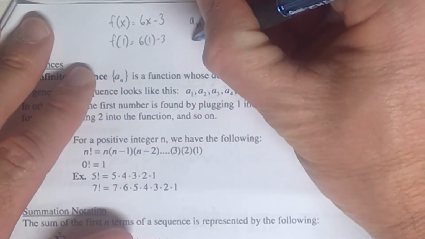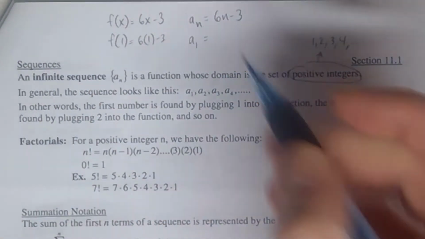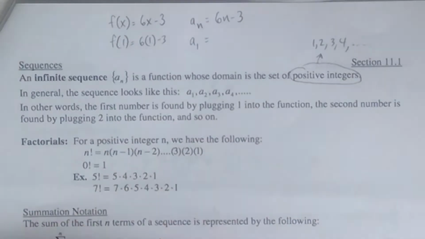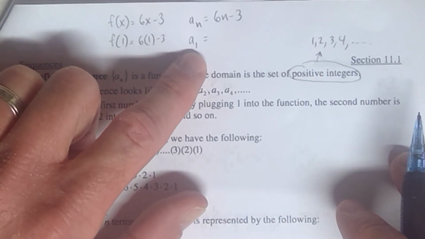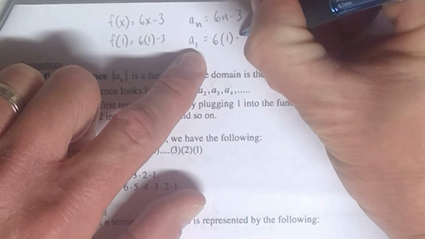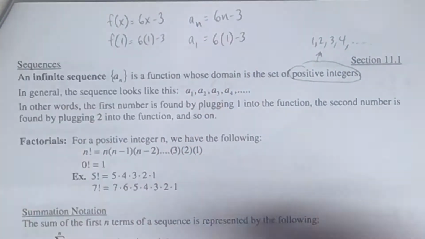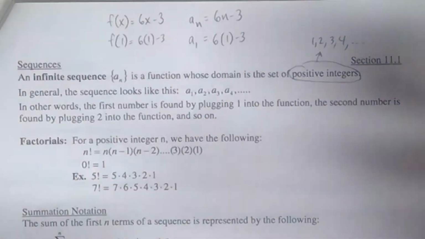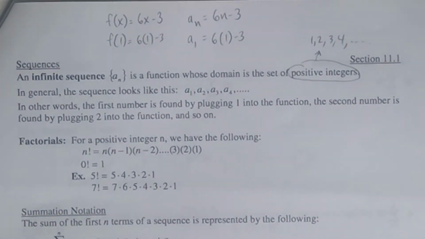So if you wanted to know what a sub 1 is, and I call it a sub 1 because the 1 is underneath the a, so we say sub for it being underneath it, it just means that that's the number you plug in. That's all that it means. So that would be just like with the f of x, like this right here. If you wanted a sub 2, it would be 6 times 2 minus 3. So it's a very similar thing to f of x. That's why they call it a function.